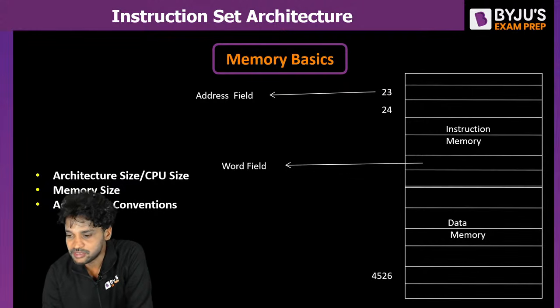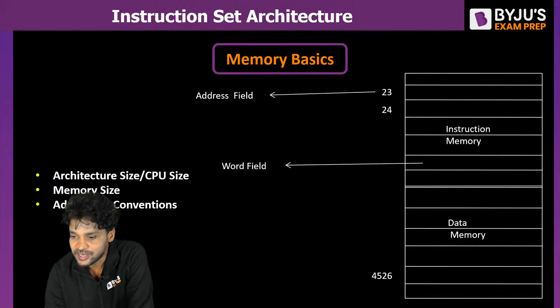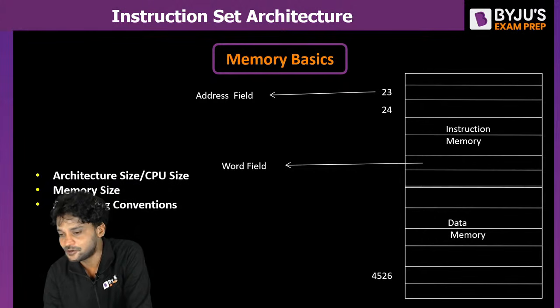The instruction memory is contiguous. All the instructions of any program will be aligned one after another. That means that if one instruction is being executed right now, that is at the 23rd address of the main memory, the next instruction will exactly be aligned at the 24th location.